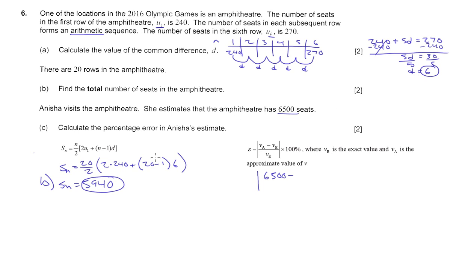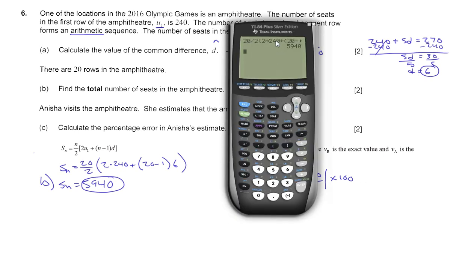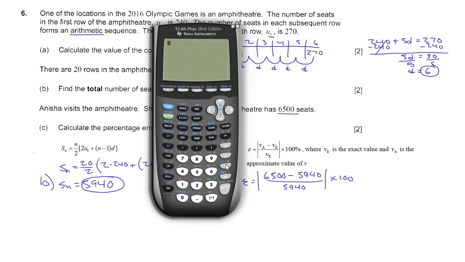minus VE, which is the exact value, which we figured out over here is 5,940, so minus 5,940, all divided by the exact value, VE again, so divided by 5,940, and it's the absolute value of that times 100 that is going to be the percentage error, and that's the E. Okay, so E equals. Let's calculate that out and see what we get.